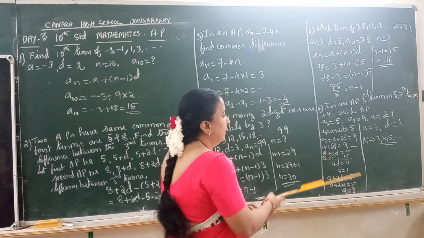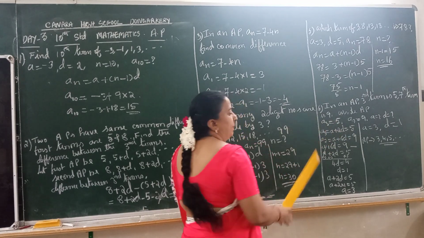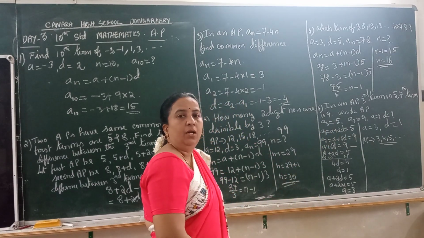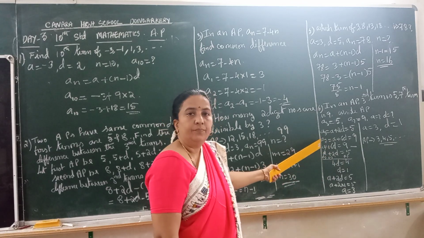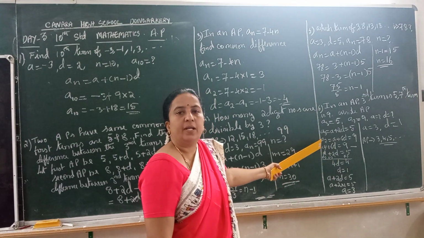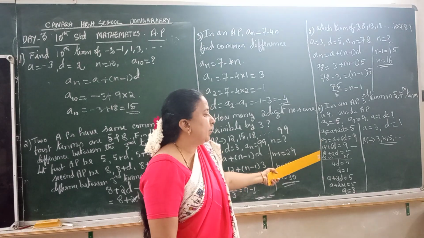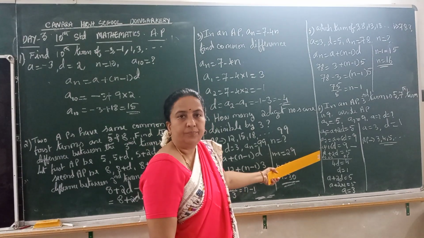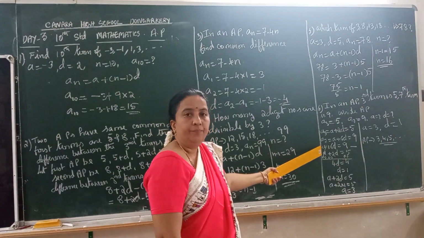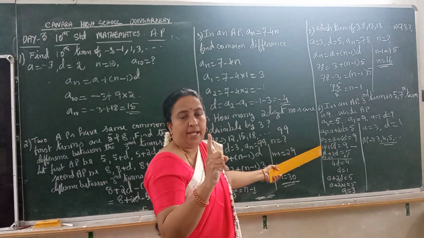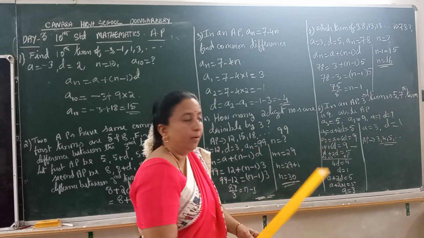Now let us take these two equations, A plus 6D and A plus 2D. Let us write A plus 6D first. A plus 6D is equal to 9. Below that, A plus 2D is equal to 5 we will write. Now look at the coefficients of A. Nothing written means 1 is there. So we can easily cancel it by subtracting.